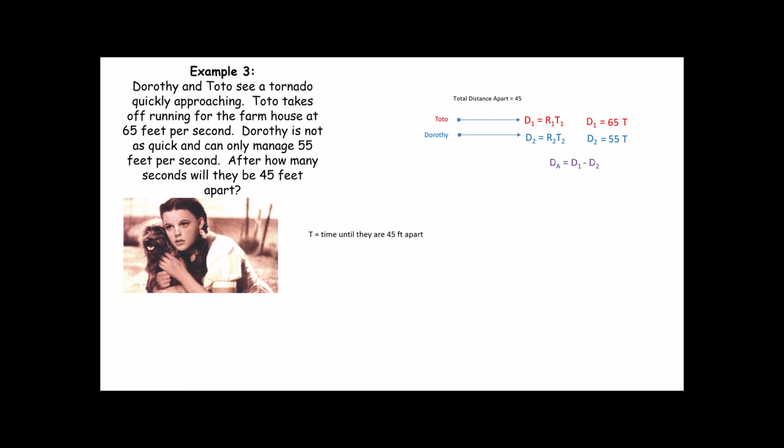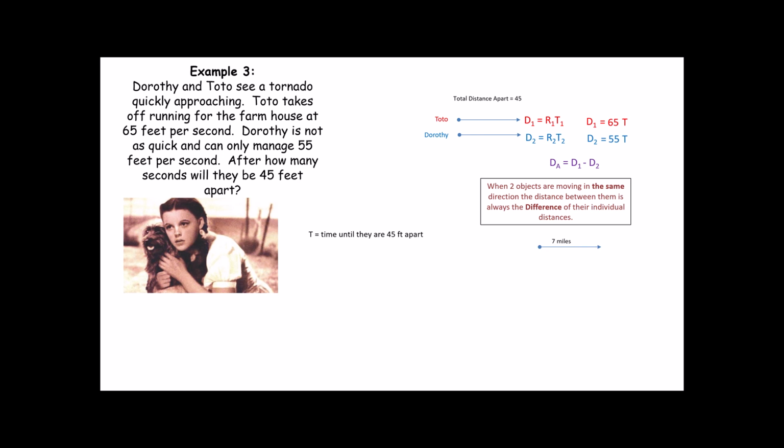What we don't have is an equation for the total distance because they are no longer moving in opposite directions. Instead, they're moving in the same direction. So we have a new equation here. The distance apart is equal to d1 minus d2. When two objects are moving in the same direction, the distance between them is always the difference between their individual distances. And here's an illustration of that.